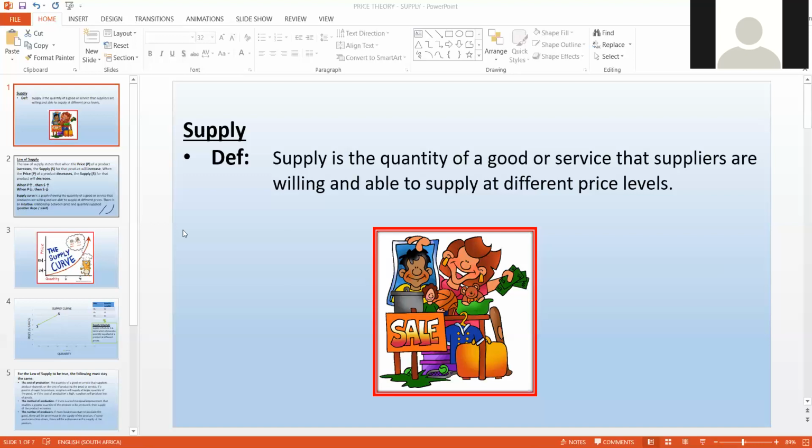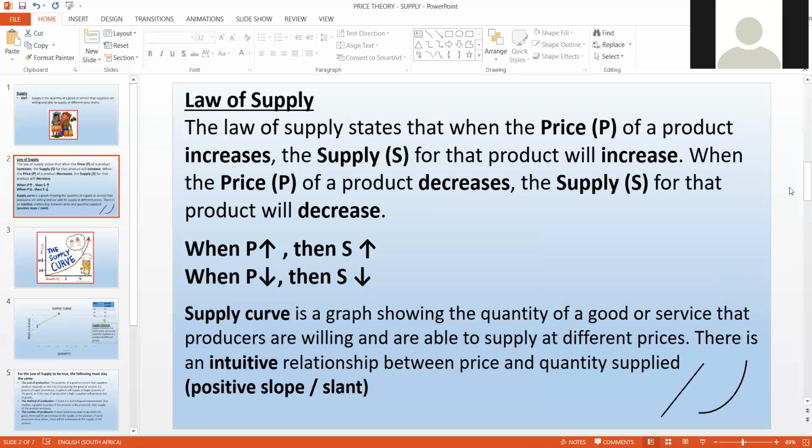And that's our definition. Now, if we look at the law of supply, the law of supply states that when the price of a product increases, the supply of that product will also increase. So here we have to put ourselves in the supplier's shoes. So if I can get 10 Rand for an item, I will supply X number of items. But now, if the price of that product increases and I can now get 12 Rand per item, then I will be willing to supply more to the market because I know I'm going to generate a bigger income.